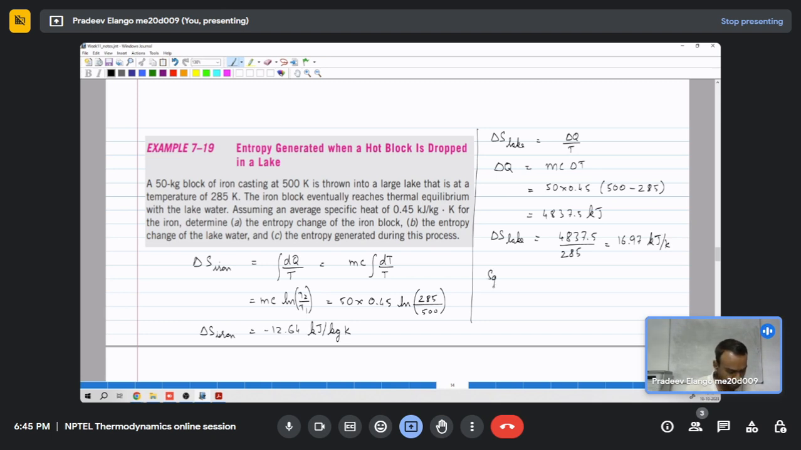So now the entropy generation is the summation of both entropies, the entropy of the iron plus the entropy of the lake. So it is minus 12.64 plus 16.97, which is 4.33. Do you have any doubts in this problem? Yes, sir.